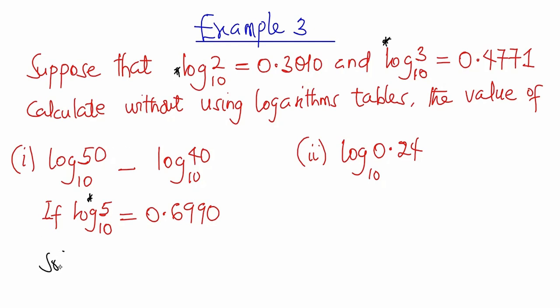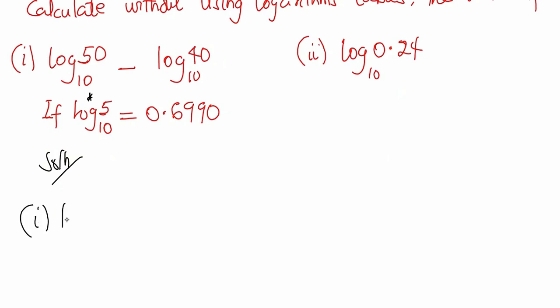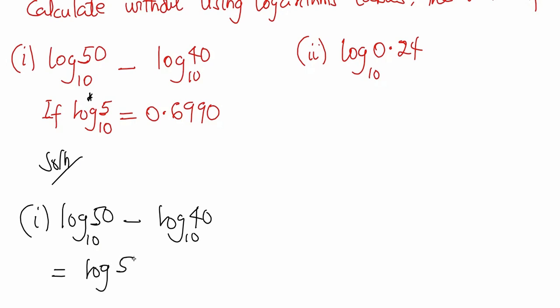So we have our solution here, and the first one says to find the value of log 50 base 10 minus the logarithm of 40 base 10. Now we know log 50 base 10 minus log 40 base 10 can be written as a single logarithm by considering the laws of logarithms. Once they are subtracting, we can write it as the logarithm of 50 divided by 40 base 10. So we divide because the logarithms are subtracting and they have the same base.